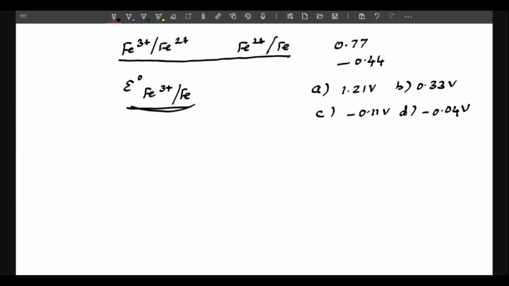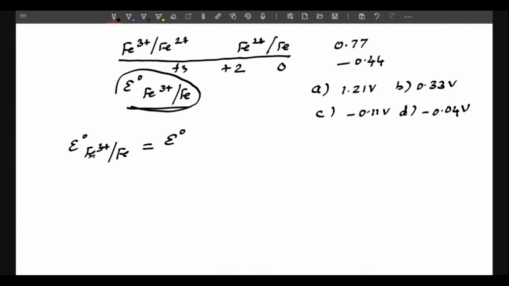That is the main important thing. Here they are asking this value. The reduction potential value is here. Minimum oxidation state is 0 and maximum is +3. Intermediate state is +2. Therefore, we keep it as the reduction potential value. E naught of Fe3+ bar Fe equals, how can you write this equation?